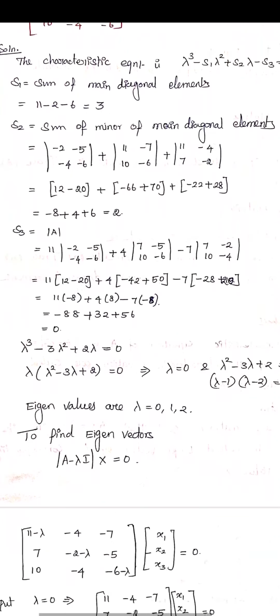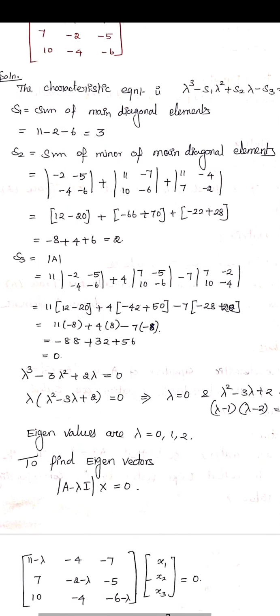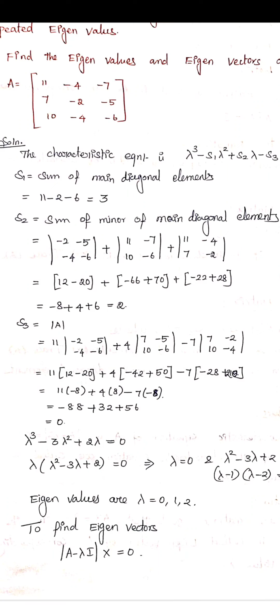6. Next one is S3, which is equal to the determinant of A. That is 11 into the determinant of minus 2, minus 5, minus 4, minus 6, plus 4 into the determinant of 7, minus 4, 10, minus 6, minus 7 into the determinant of 7, minus 2, 10, minus 4. This determinant value is 0.